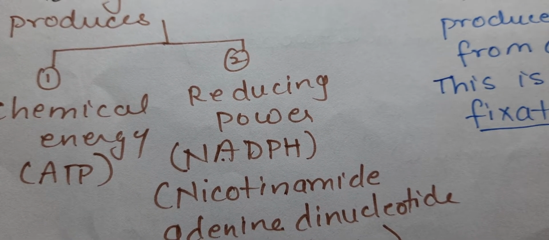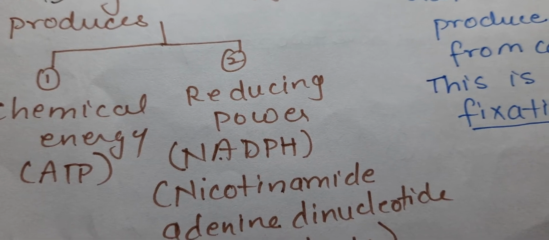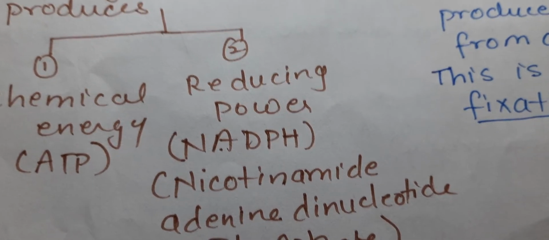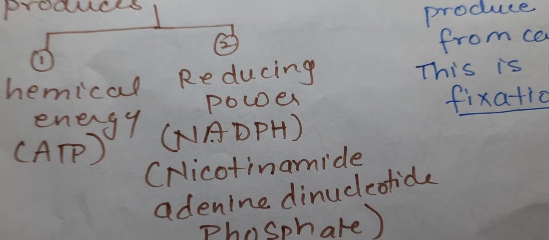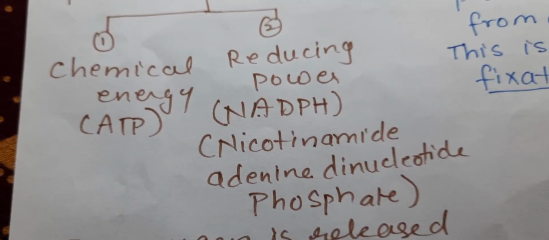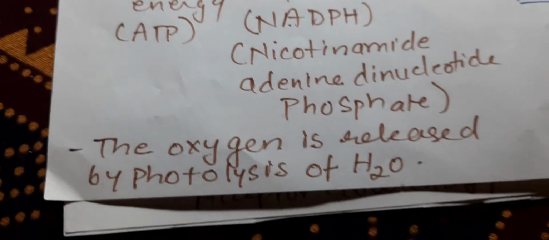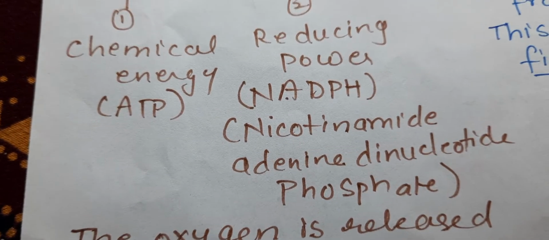And NADP actually is the coenzyme which is required for oxidation reduction reactions. So we will see how they are useful in photosynthesis. Then oxygen is released by photolysis of water. So these are the things which are happening in the light reaction.